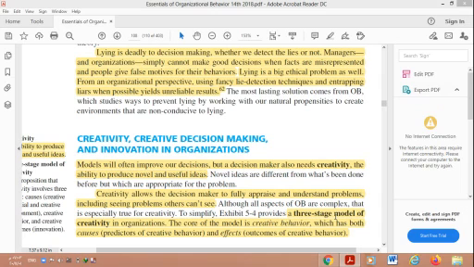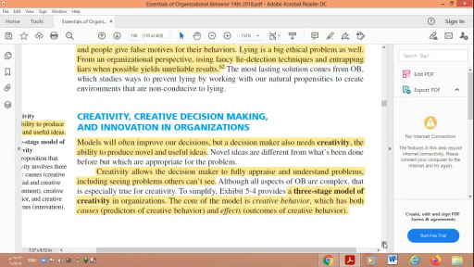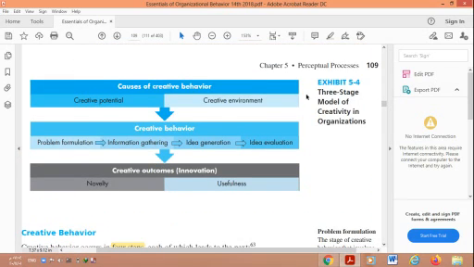Now we want to talk about the 3-stage model of creativity in an organization. The first one, the core of the model, is related to creative behavior, and the causes and the effects of the creative behavior. The causes are related to the predictors of creative behavior, and the outcomes of creative behavior. As we see in this figure, it is the 3-stage model of creativity in an organization.